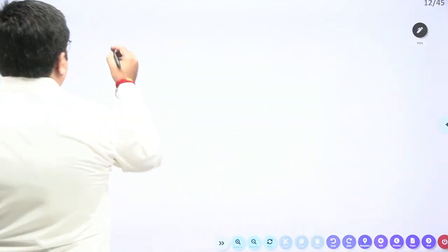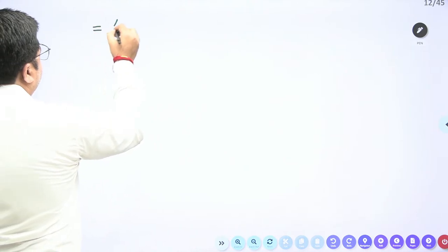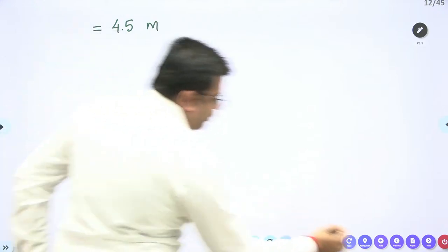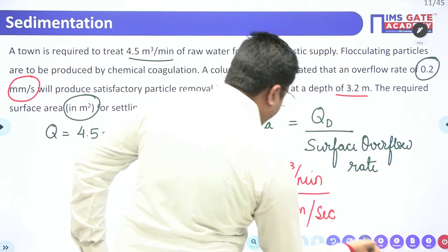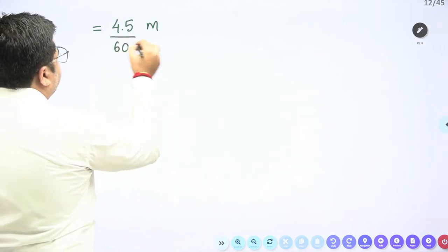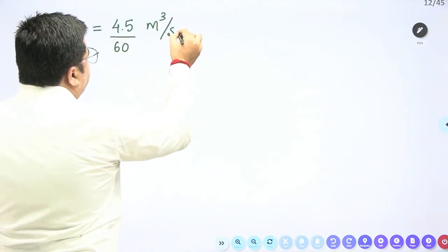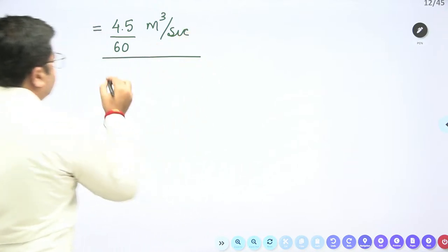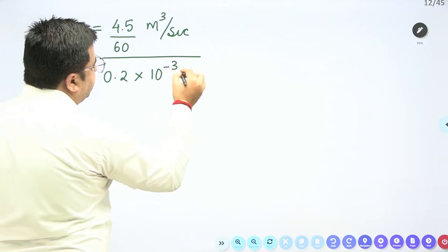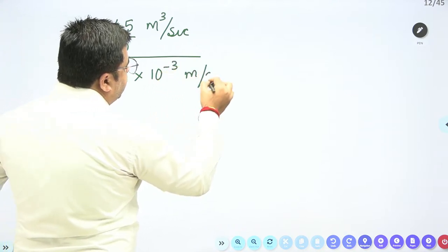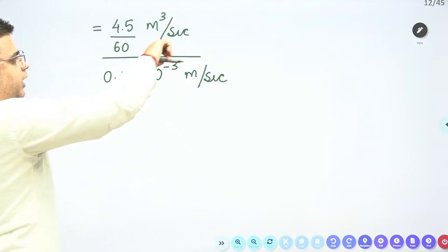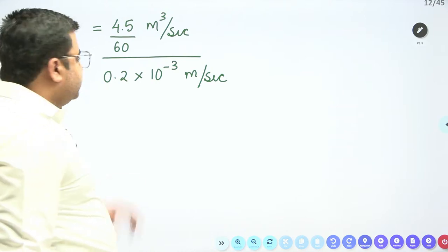This is 4.5 meter cube per minute. So 4.5 divided by 60. So this will be my meter cube per second. And in the bottom, I have 0.2 mm. So mm to meters, that will be 10 raised to power minus 3. So this will be my meter per second. So meter per second and meter per second will cancel out and we are left with the meter square.